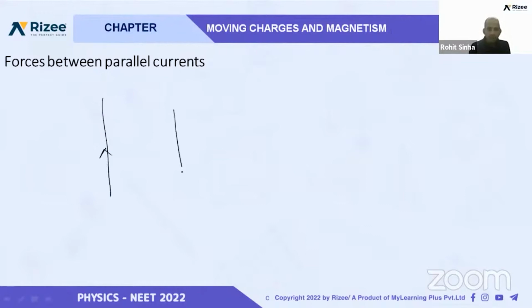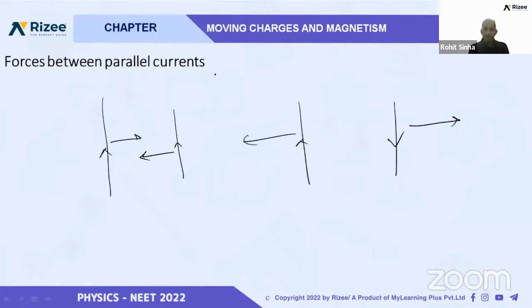If we have this direction, they will attract each other, and if we have this, they will repel each other. Okay? It is just opposite of charge. If they have same nature, same direction, they will attract, and if they have opposite direction, they will repel.